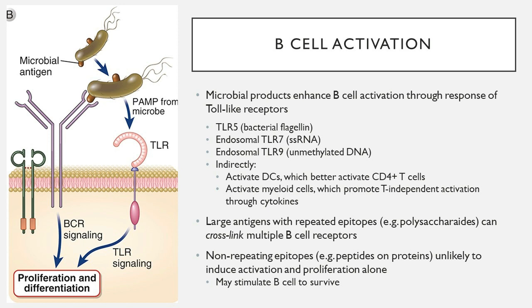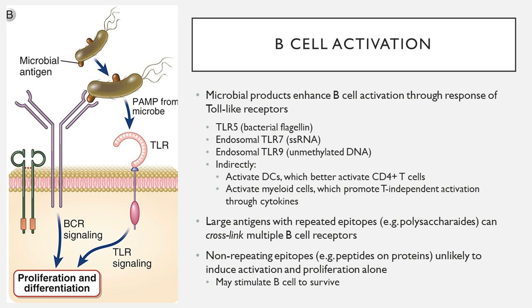And then they can also indirectly be induced to activate, potentially by RA-activated dendritic cells, which can help better activate helper T cells to promote the activation of B cells, or other myeloid cells that, through their own toll-like receptors or pattern recognition receptors, can secrete cytokines that can aid in the activation process.